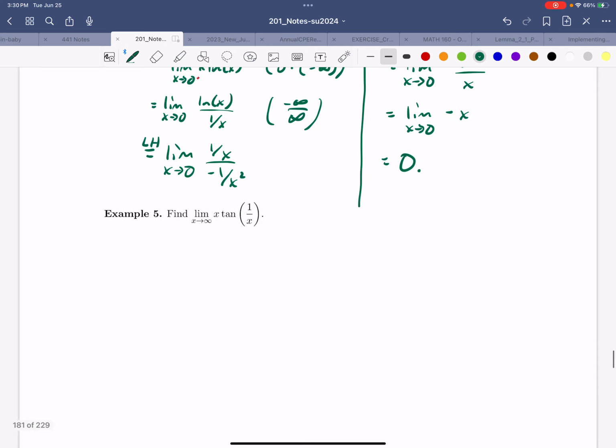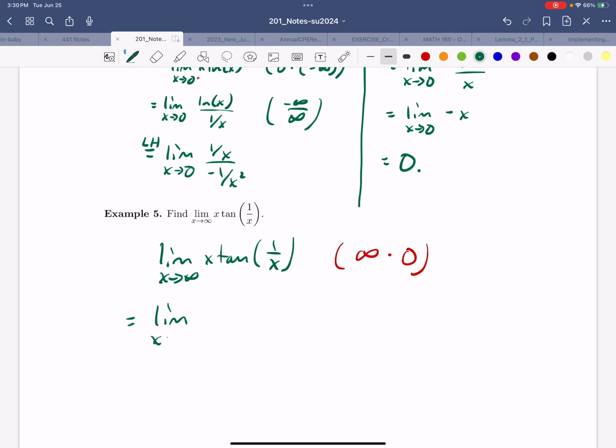All right. Next up, number 5. Try that on your own, and then unpause the video when you get an answer. So anyway, same sort of thing. Limit as x approaches infinity, x tangent of 1 over x. And we do this, and we get infinity times, now, tangent of 0 is 0, because sine of 0 is 0, cosine of 0 is 1. So we're approaching infinity times 0.